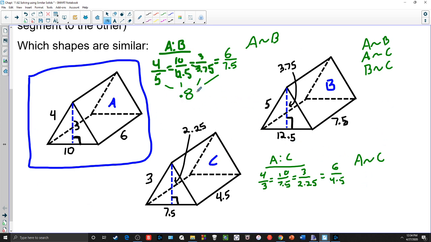Different scale factors for each. So this is a scale factor of 0.8. This is a scale factor of 1.3 repeating, because A is bigger than C. But they are all similar to each other.